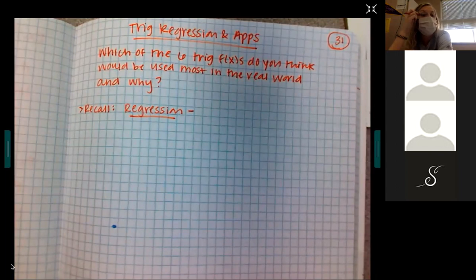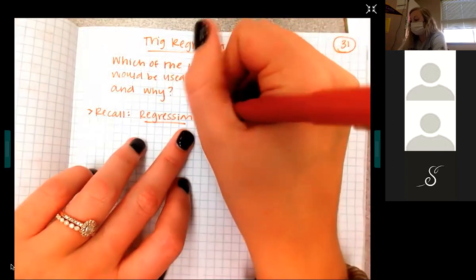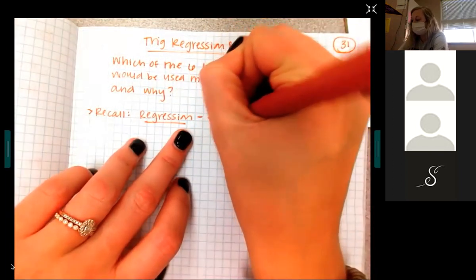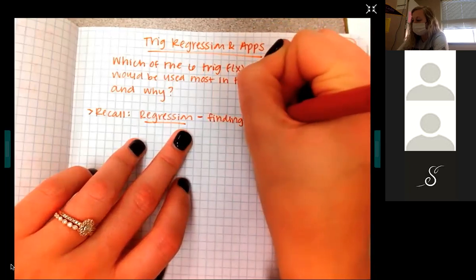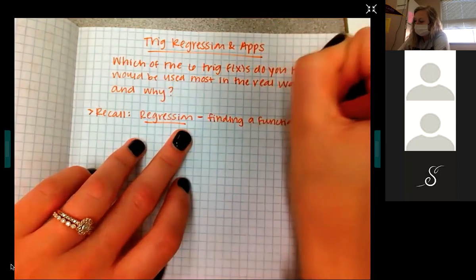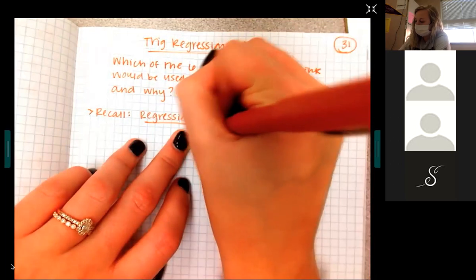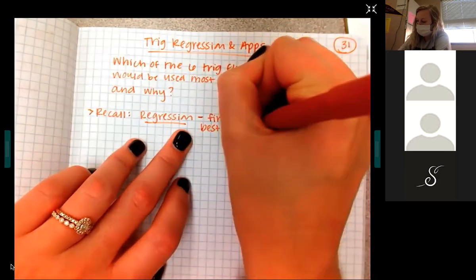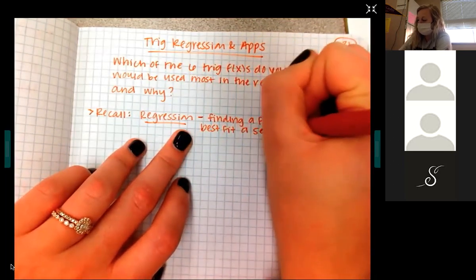A function of best fit. Y'all remember doing line of best fit? You remember when we did exponentials and logarithms in here and we did the exponential of best fit or the log of best fit? Okay, write it down again. Maybe it'll stick this time. With y'all, it takes 2 or 3 times for it to stick. Finding a function to best fit a set of data.